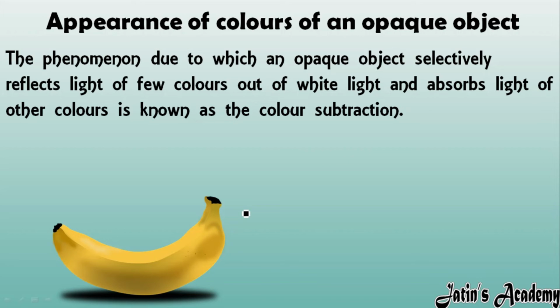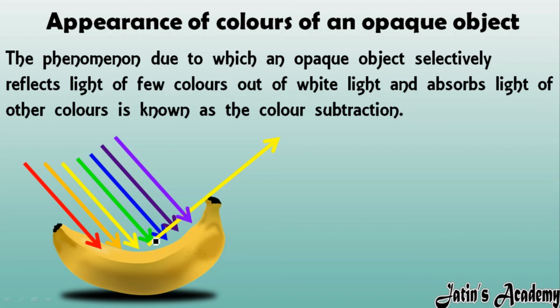So why is this banana yellow in color? Why do we have yellow color? See carefully. Actually, when white light from the luminous object falls on a banana, this banana will selectively reflect one color, and all other colors this banana is going to absorb into it. So here you can see, when white light, or a mixture of all colors, falls on the banana, the banana is just reflecting the yellow color. By reflecting yellow color only, we are able to see the banana as yellow in color, and whatever other colors are there, those colors are going to be absorbed into the banana.